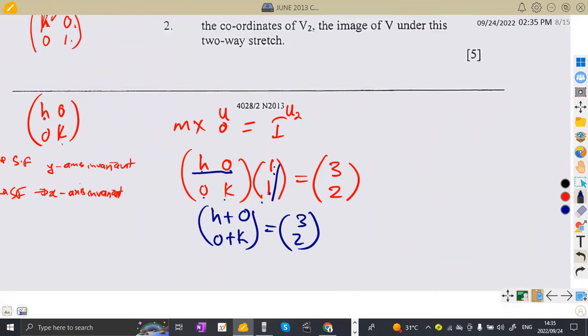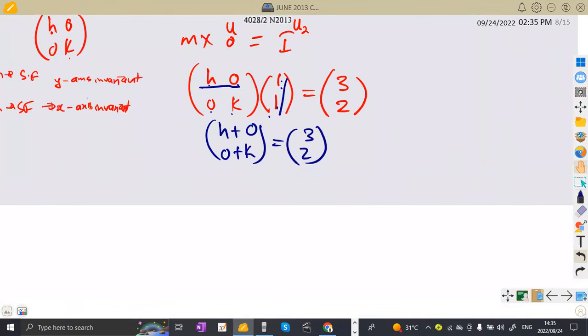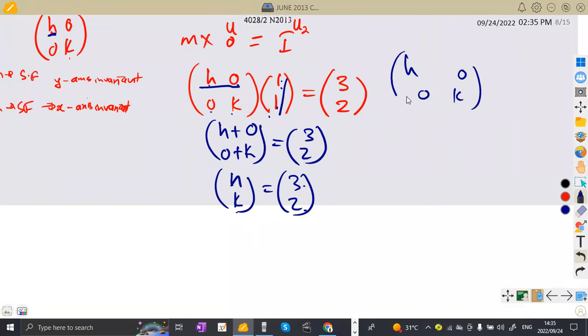So just like what we did on that question on multiplication, where we multiplied and got a single matrix, we've got H and K here, which is equal to (3, 2). If we have a single matrix, it means H is 3 and K is 2. And remember our matrix is supposed to be (H, 0; 0, K) like this. So our H is 3. So in place of H, we can substitute 3, 0. In place of K, we can substitute 2.